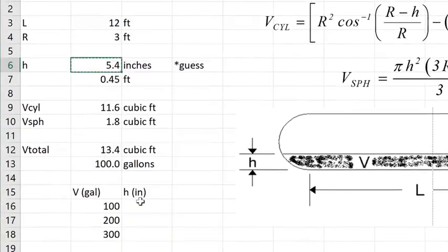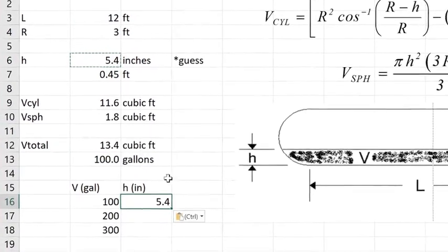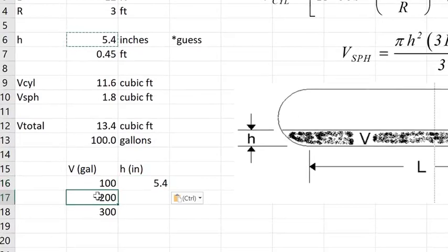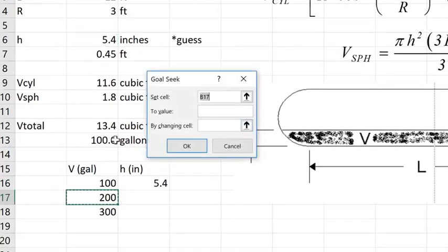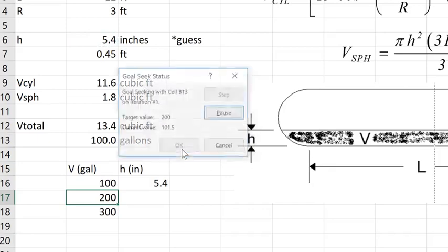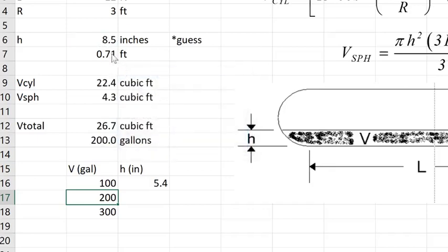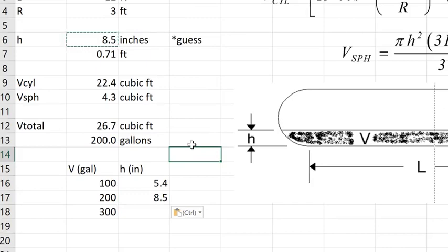I'm going to copy this and paste it down here. And I could do the same for 200 gallons. I can go up to What-If Analysis, Goal Seek, set cell B13 to 200 by changing our depth again in inches, and it finds a solution. I can copy that and paste the value there. All right, so this is doable and it works just fine.